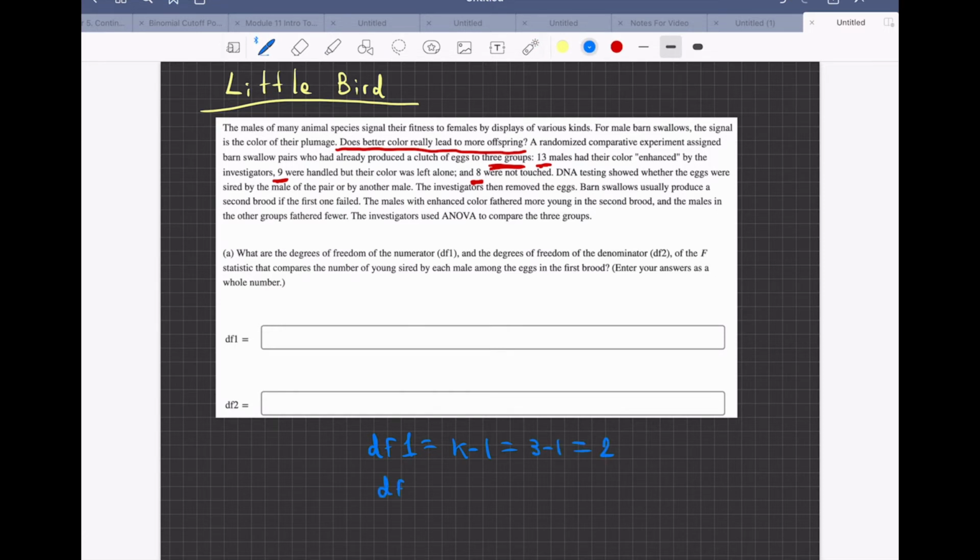2. Degrees of freedom 2 is based on the total number of observations. So in this case, we have to add, right? We have the total number of observations from the samples. They were 13 plus 9, 22, plus 8, 30. So n minus k, that is 30 minus 3, equal to 27. So 2 and 27.